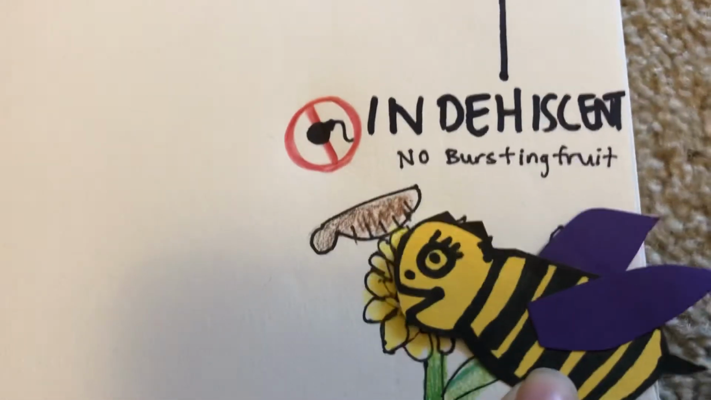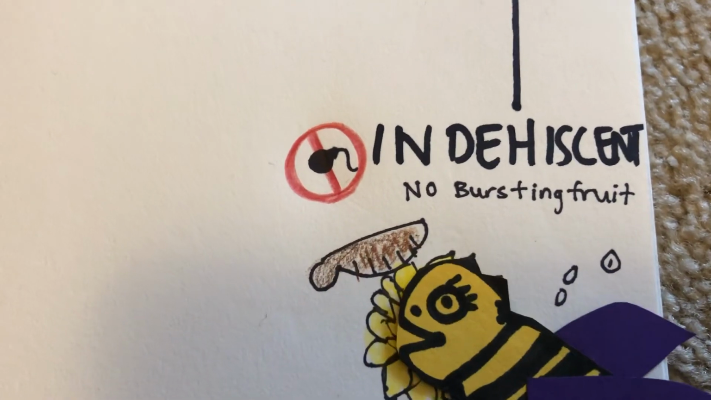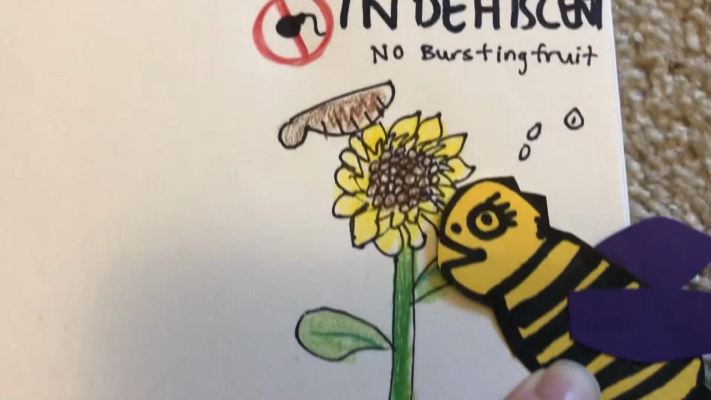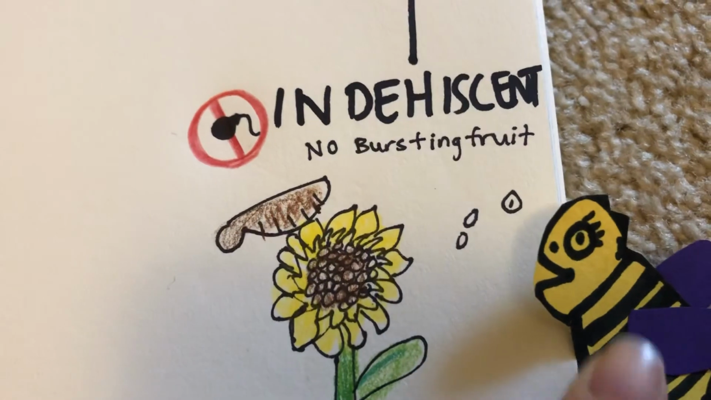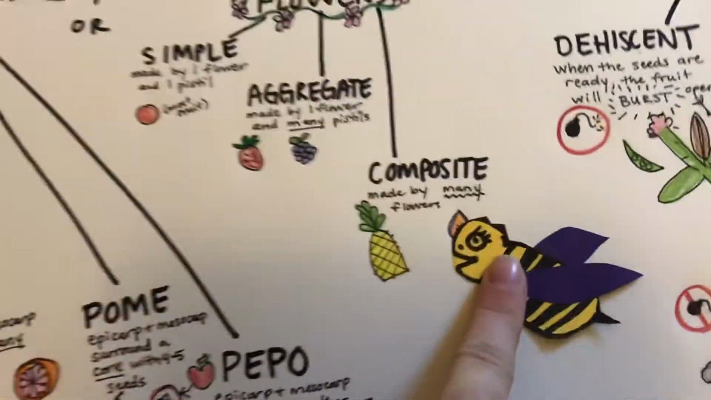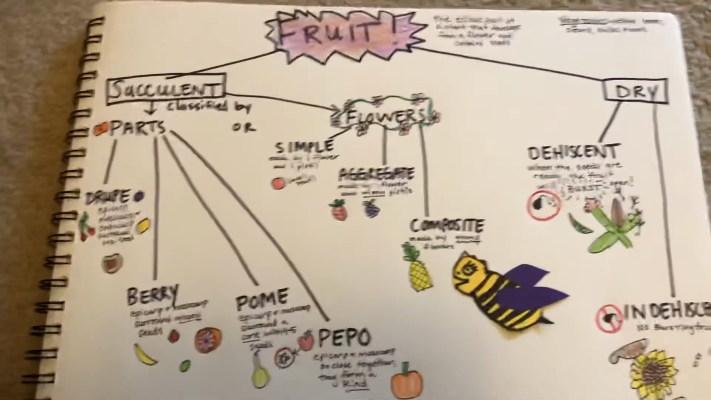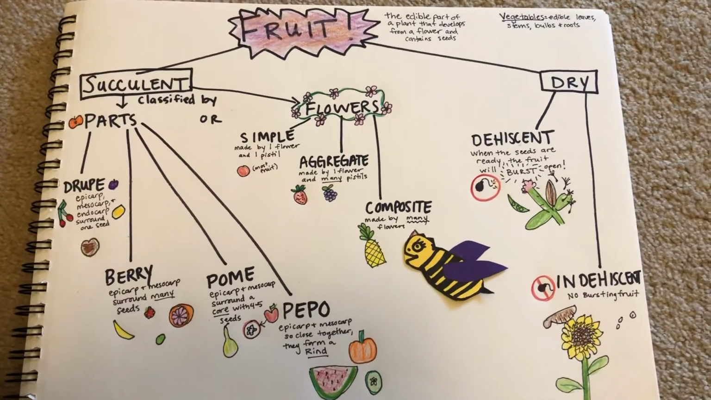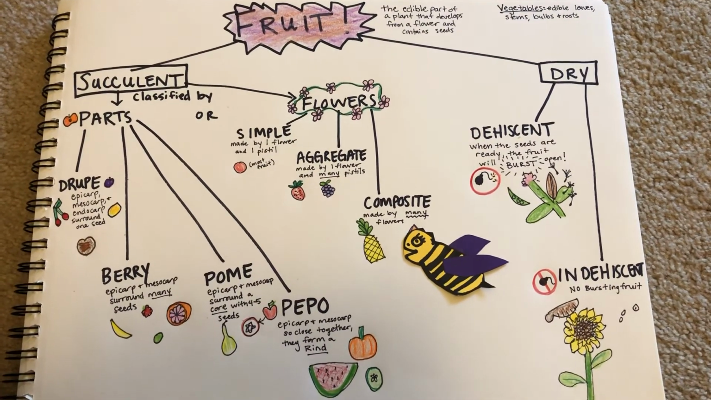There's also the indehiscent fruits, which is when there's no bursting fruit. So like maple seeds, sunflower seeds, even rice and oats. Who'd have thought? All the different ways that you can categorize and classify fruits.